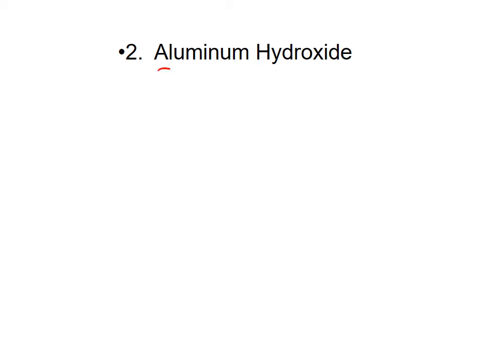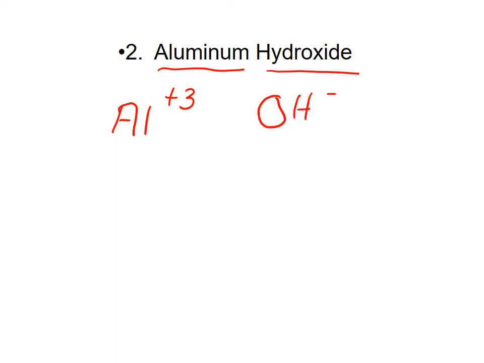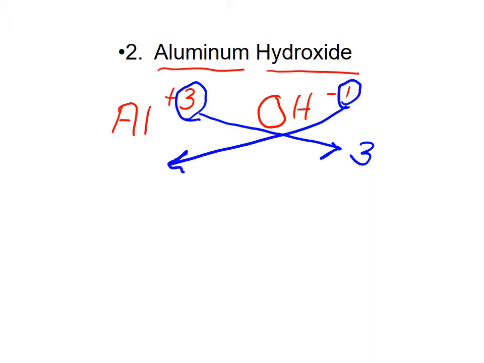For this one, we have aluminum hydroxide. So the symbol for aluminum is Al. Its oxidation number is +3. Hydroxide, polyatomic, OH, -1. Once again, they don't add to 0, so we're going to cross. The 3 comes in here. The 1 will come over here.